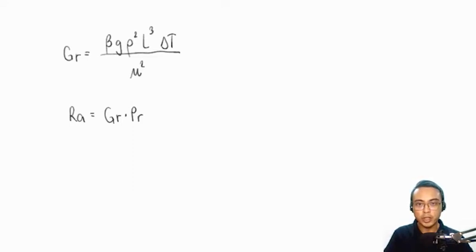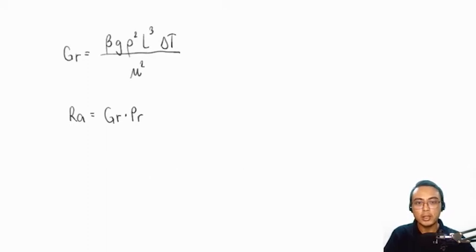Rho is the fluid density. L is the geometry or the characteristic length of the surface being studied. Mu is still the viscosity of the fluid. Delta T is the driving force to the heat transfer. This is the surface temperature minus the free stream temperature of the fluid. g is still the acceleration due to gravity. That's 9.81 meters per second squared. And beta is the compressibility factor of the fluid.